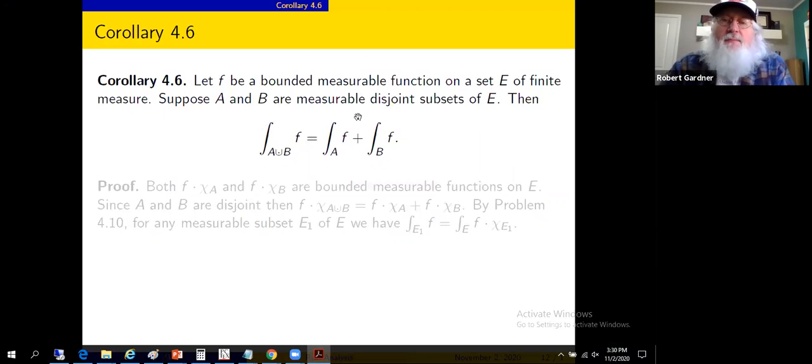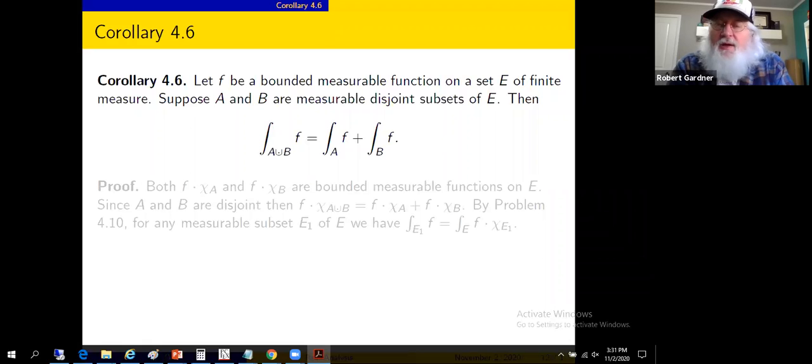Suppose A and B are measurable disjoint subsets of E. Then the claim is the integral over those disjoint sets of f equals the integral over A of f plus the integral over B of f. It's kind of an additivity style thing. You called it additivity when you had similar behavior for Riemann integrals in Calculus 1. So this is an additivity of sorts.